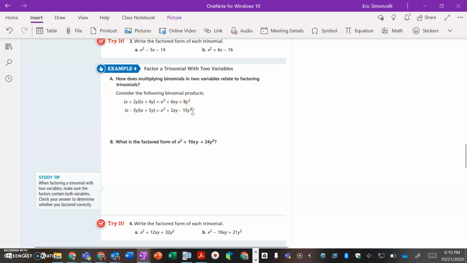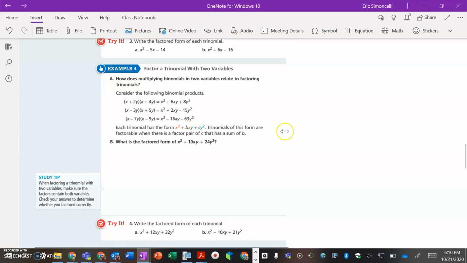If you then FOIL this other example as well, first, outside, inside, last, adding and combining terms, you get x squared plus 2xy minus 15y squared. Please FOIL to check that answer. And last but not least, there are two more binomials multiplied, leaving you with this quadratic trinomial. Please check by FOILing to see if in fact that works for you. It should be that particular quadratic trinomial.